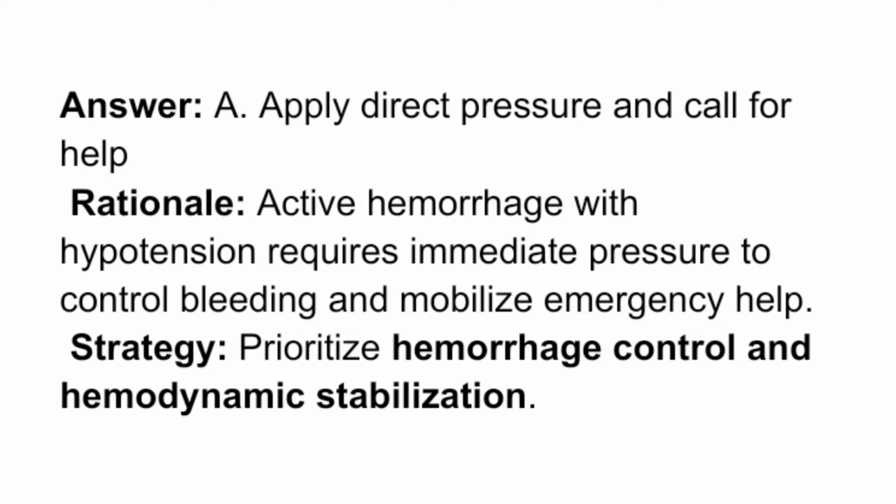Answer: A. Apply direct pressure and call for help. Rationale: active hemorrhage with hypotension requires immediate pressure to control bleeding and mobilize emergency help. Strategy: prioritize hemorrhage control and hemodynamic stabilization.